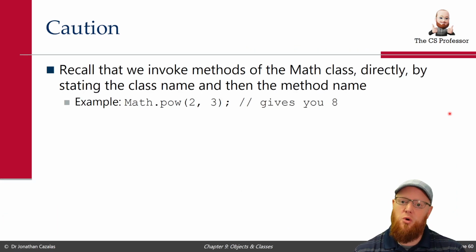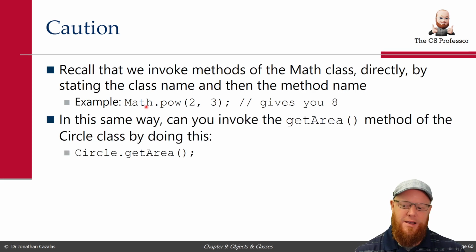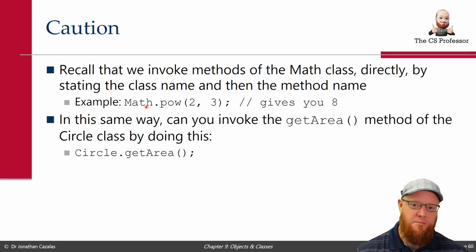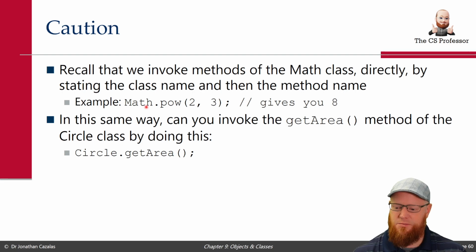Recall that when we invoke a method of the Math class, for example Math.pow, we actually mention the class name. We invoke this pow method using the class name. So a question here is, in that same way, could you invoke the getArea method of the Circle class by typing Circle, mentioning the actual class itself, Circle.getArea?